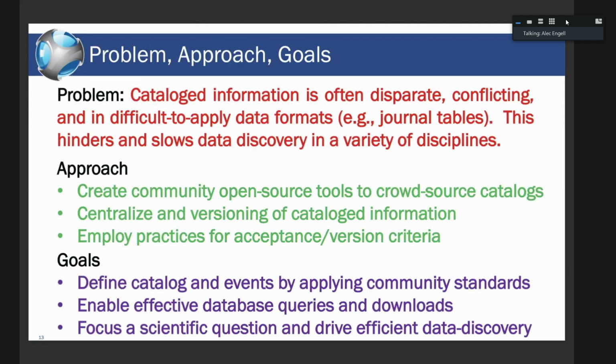But what is the overall problem? Cataloged information is often disparate, conflicting, and in data formats that are difficult to apply, like journal tables. Like, okay, you have a catalog of SEP events in a journal table. Really hard to virtualize that, or just a pain, right? And then transcription errors and all that stuff. So that hinders the process. That enters into that 66% of data preparation I was talking about earlier, which is a pain.